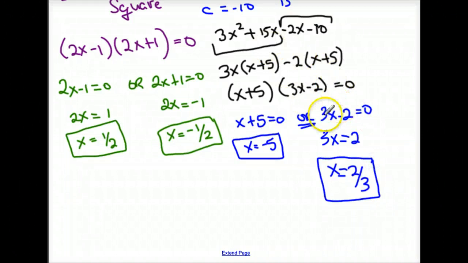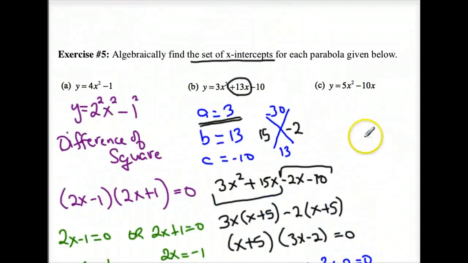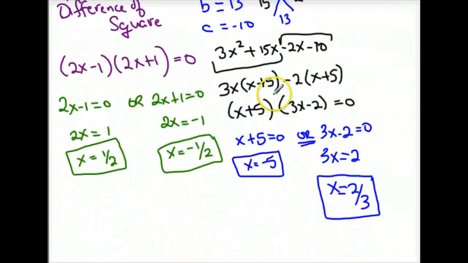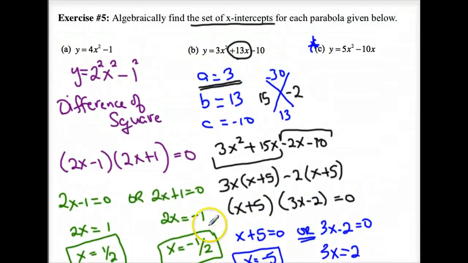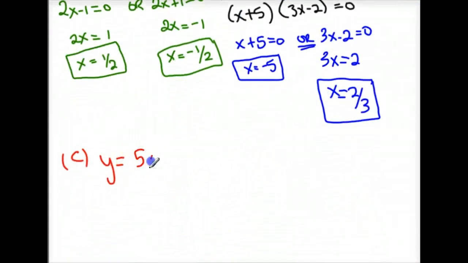So we have one more question to go, which is C. I'm just going to bring that down to the bottom. y equals 5x squared minus 10x, just so we have some space. Let's write C here. y equals 5x squared minus 10x. So what do we want to do? We want to find the x-intercept.